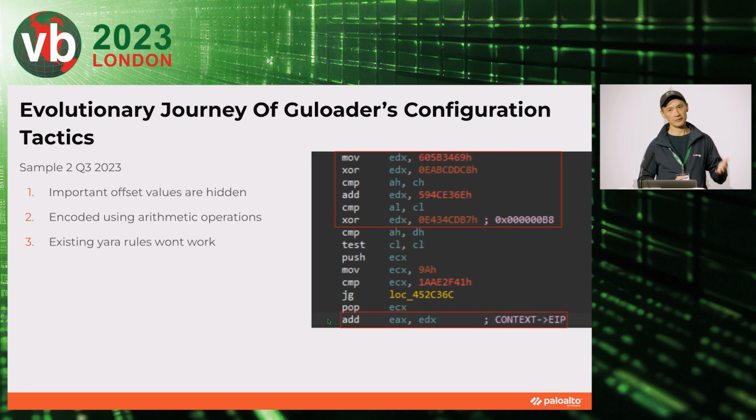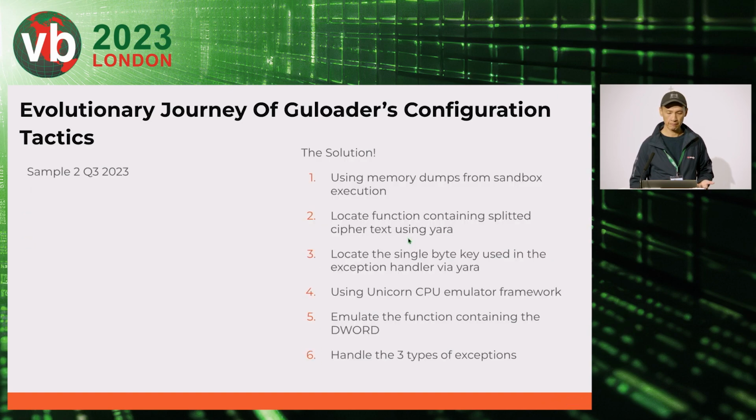But GoLoader again increased the challenge. This time they also hide the value of B8 itself in a sequence of instructions. So as you can see, the B8 is no longer easily obtained from just a YARA rule alone. So it breaks our existing YARA rule. All in all, this new sample of GoLoader not only has additional exception handlers, we also have to make changes to our YARA rule in order to again automate and extract the configuration of GoLoader.